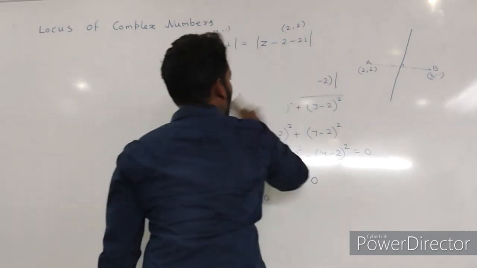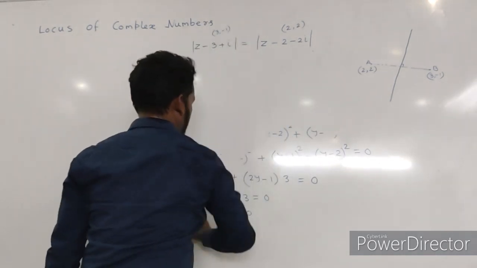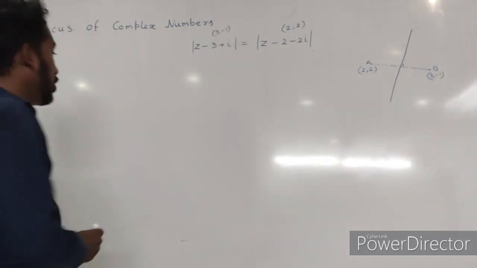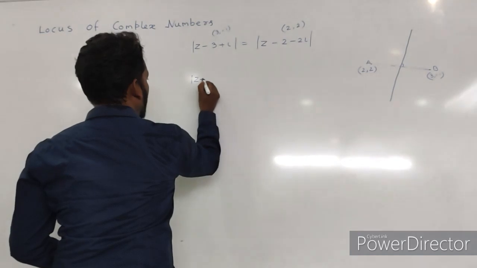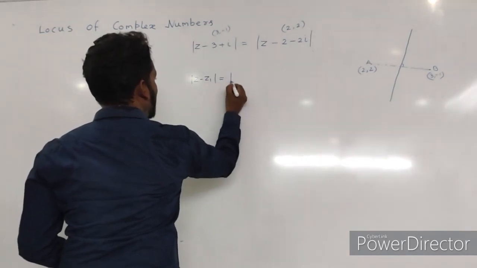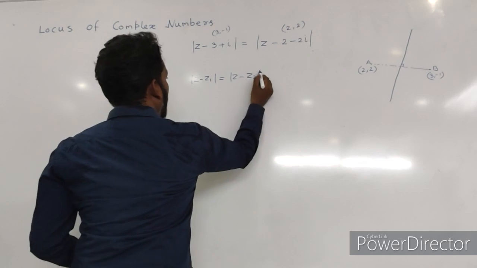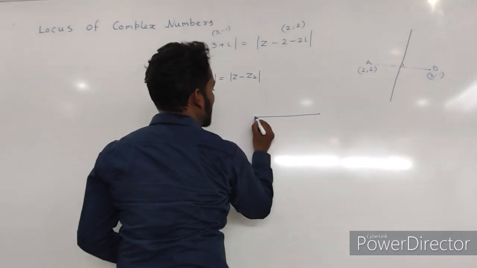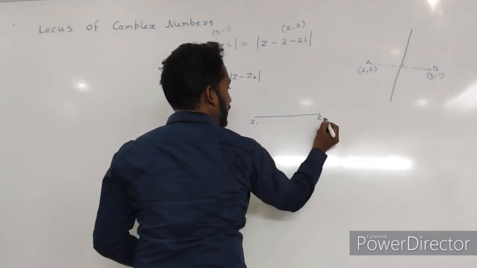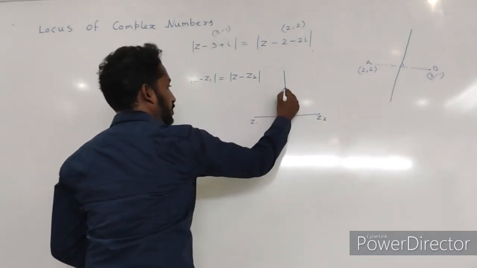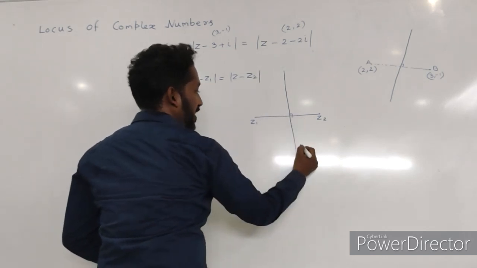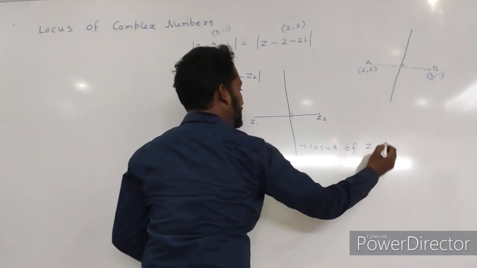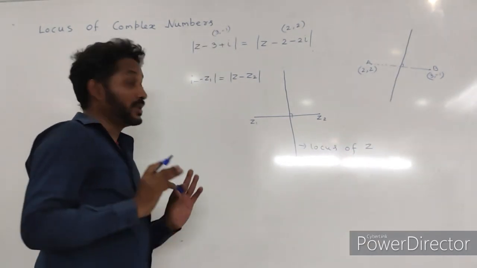So in general, if you have some equation like mod of z minus z1 is equal to mod of z minus z2, then we can consider that the locus of z will be the perpendicular bisector of the line joining z1 and z2. Okay, we'll do the rest in the next class.